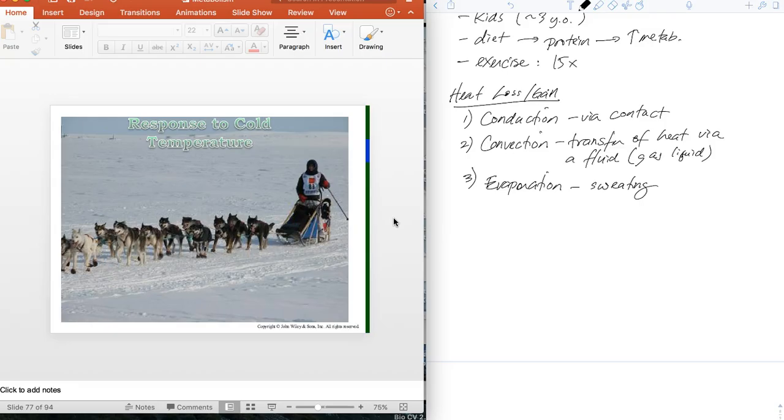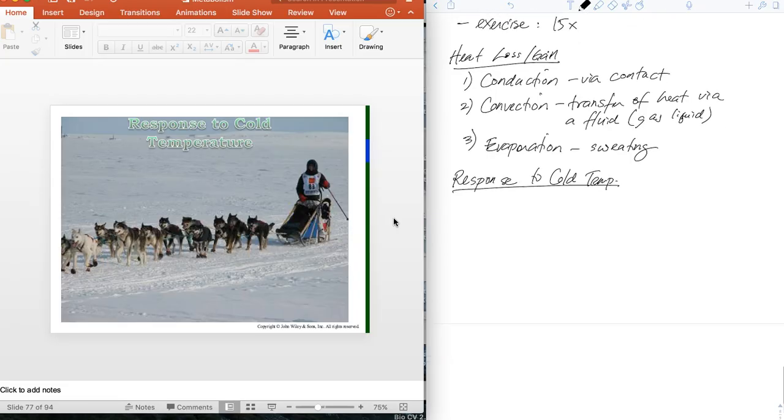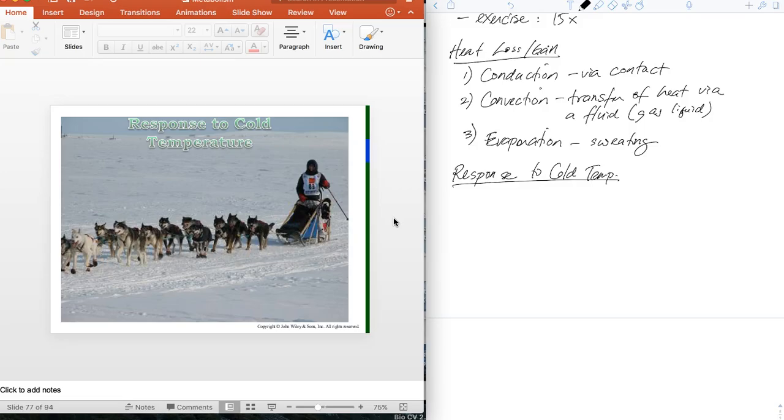And let's talk about responses to a cold temperature, cold environment. What are you going to try to do in this cold environment? You're going to try to conserve heat, right? And actually even produce heat if possible. So some of the responses include peripherally, you're going to do a peripheral vasoconstriction. So that will keep the warm blood to the core.